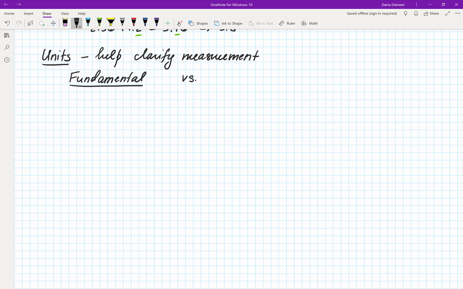And we're also going to be using what's called derived units. By the way, in this class, we're only going to be dealing with the SI system. SI stands for International System, pronounced in French, which I'm not even going to attempt. So, International System of Units.